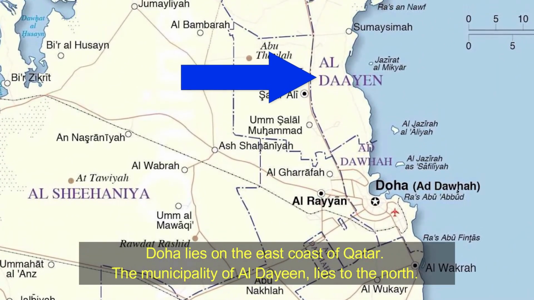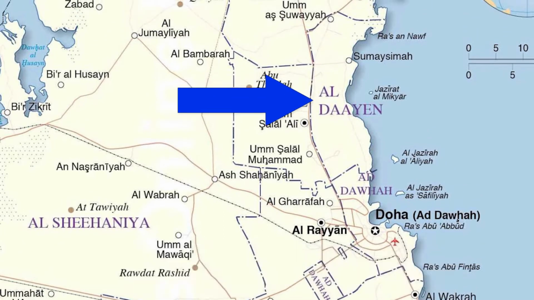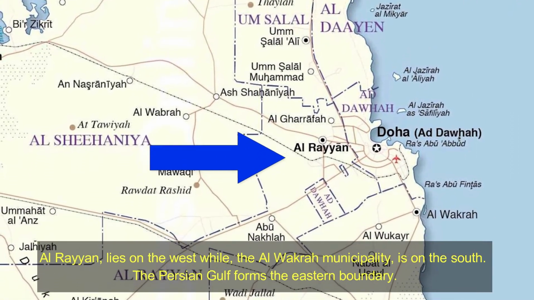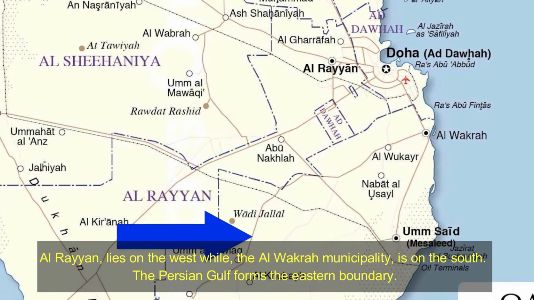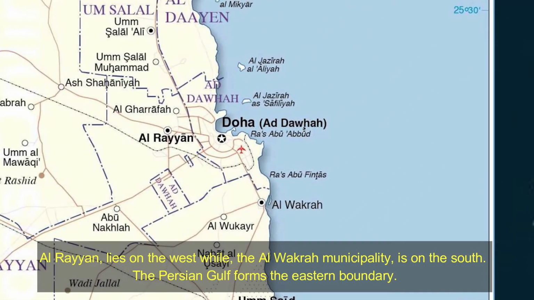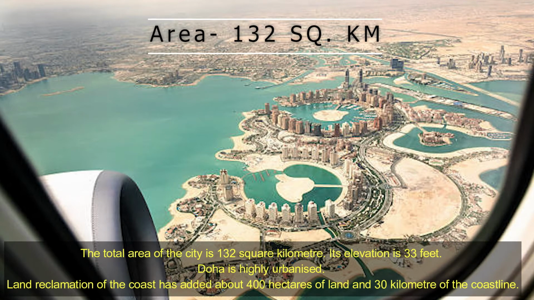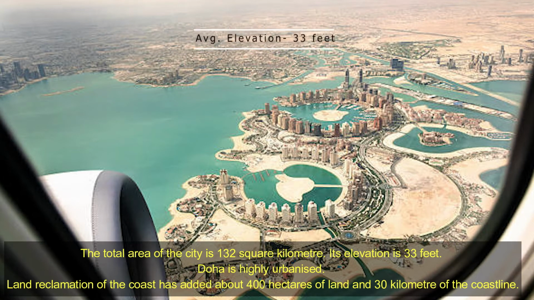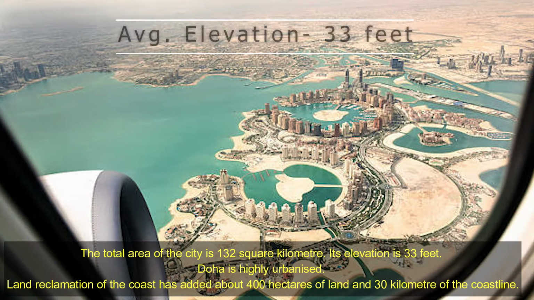The municipality of Al Daayen lies to the north. Al Rayyan lies on the west, while the Al Wakrah municipality is on the south. The Persian Gulf forms the eastern boundary. The total area of the city is 132 square kilometers. Its elevation is 33 feet.